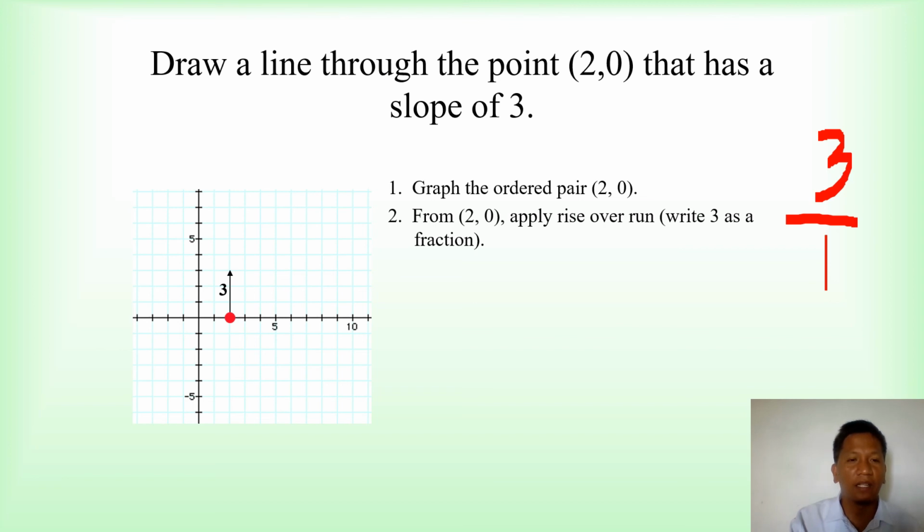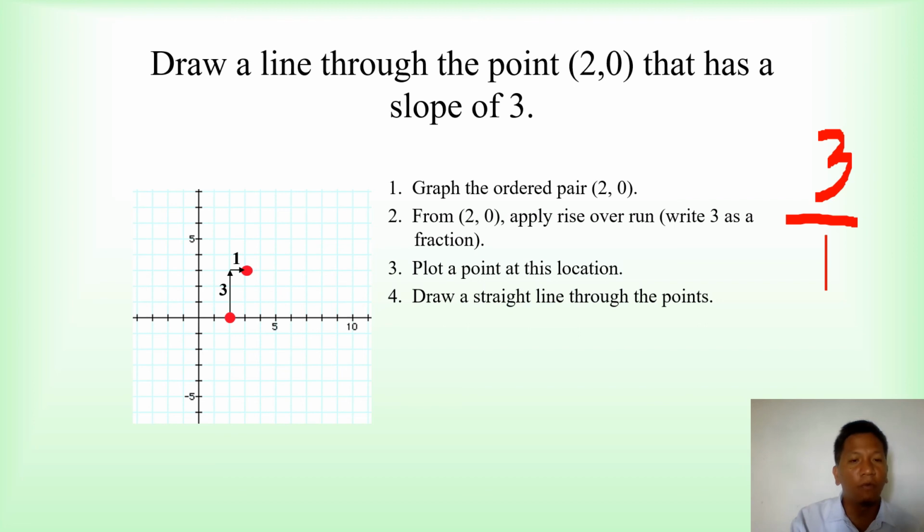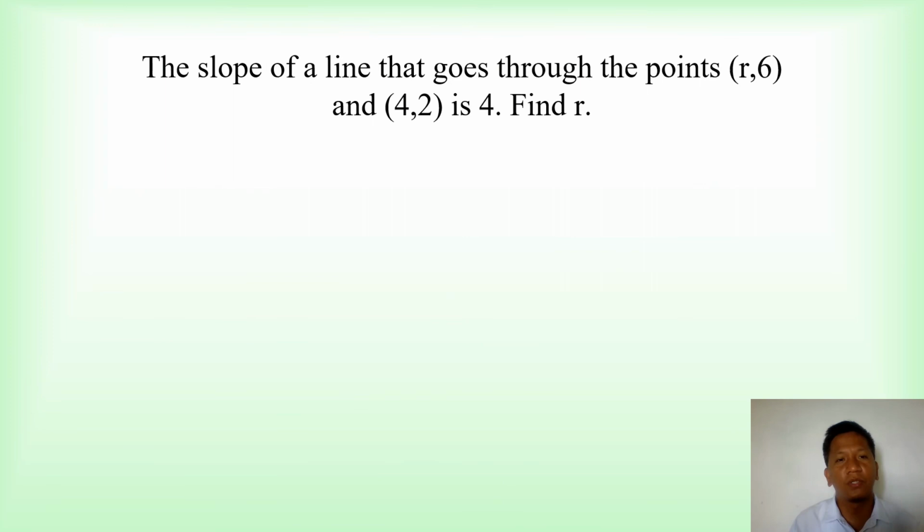Yan. Tingnan natin. 3 ang rise niya at 1 ang run. Since the slope is positive, papunta tayo sa right. And then, plot a point at this location. Yun na yung point natin. Naintindihan? Okay. Draw a straight line through the points. Yan. So that is already our line connecting the 2 points, in which the rise is 3 and the run is 1 and the slope is 3. Gets? Yes. Let's proceed to the next one.